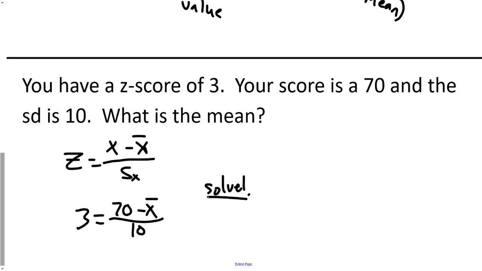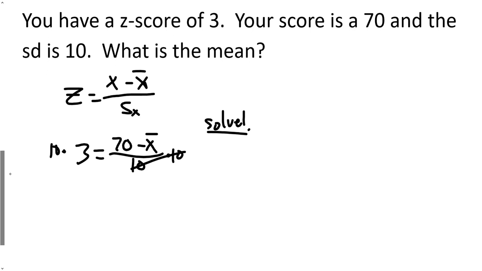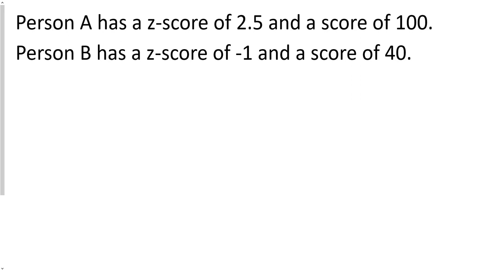I'm going to multiply both sides by 10 to get this by itself. And then I have 30 is equal to 70 minus the mean. I can solve it one of 2 ways, but ultimately I get the mean equals 40. So the mean score was 40. So that's one way we can use this formula if we're given certain pieces and we don't know others. And here's one more before I show you a visual of the distributions.